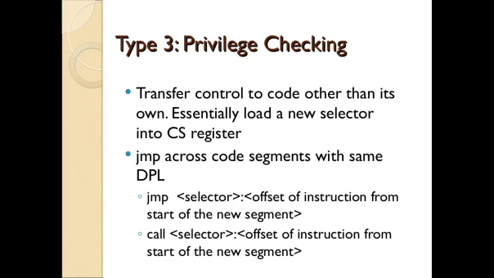Jump across code segments with the same DPL. So the condition is that DPL is the same in both cases, from where we have to jump and where we want to jump, then only we can jump to the code segment. There are two jump instructions or jump conditions: first JMP, and second is the CALL instruction.